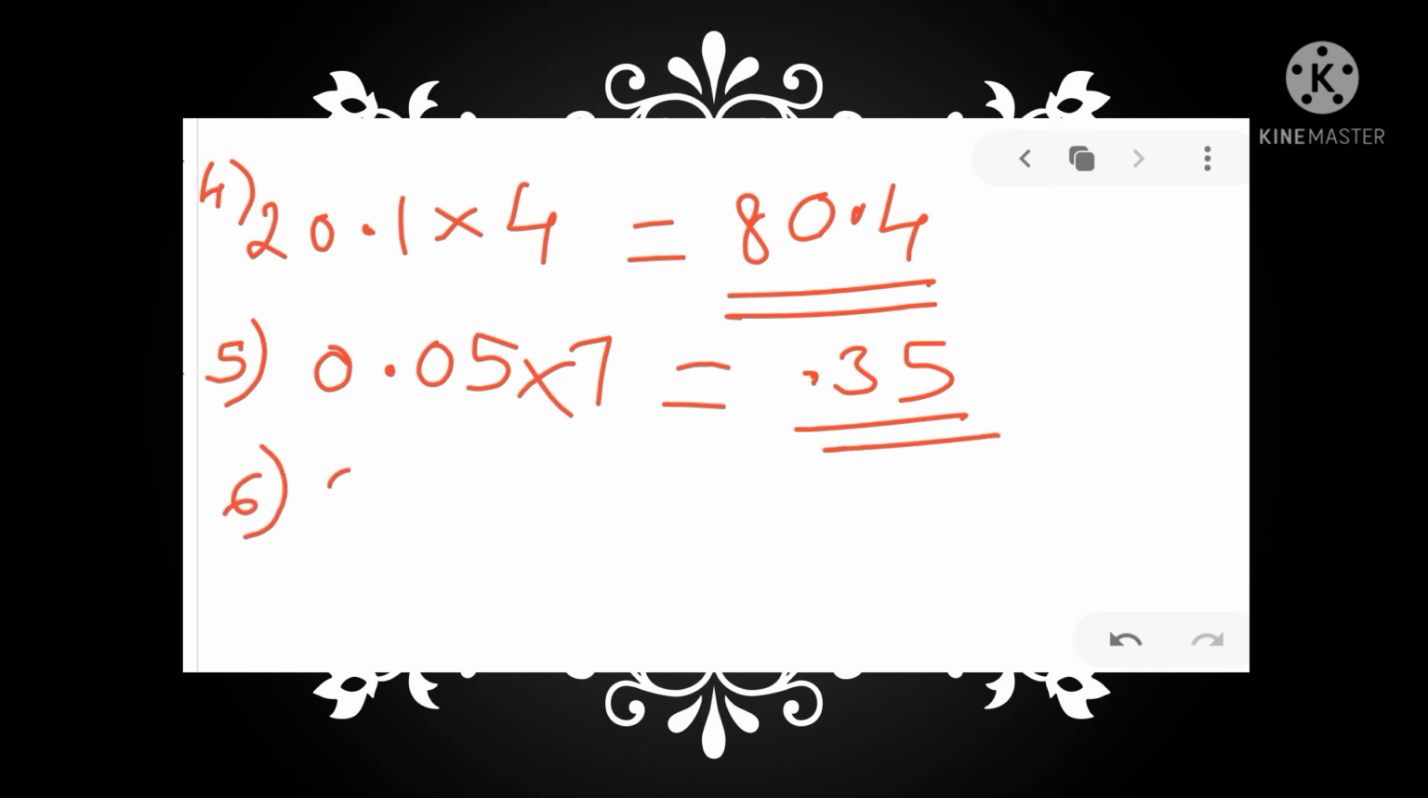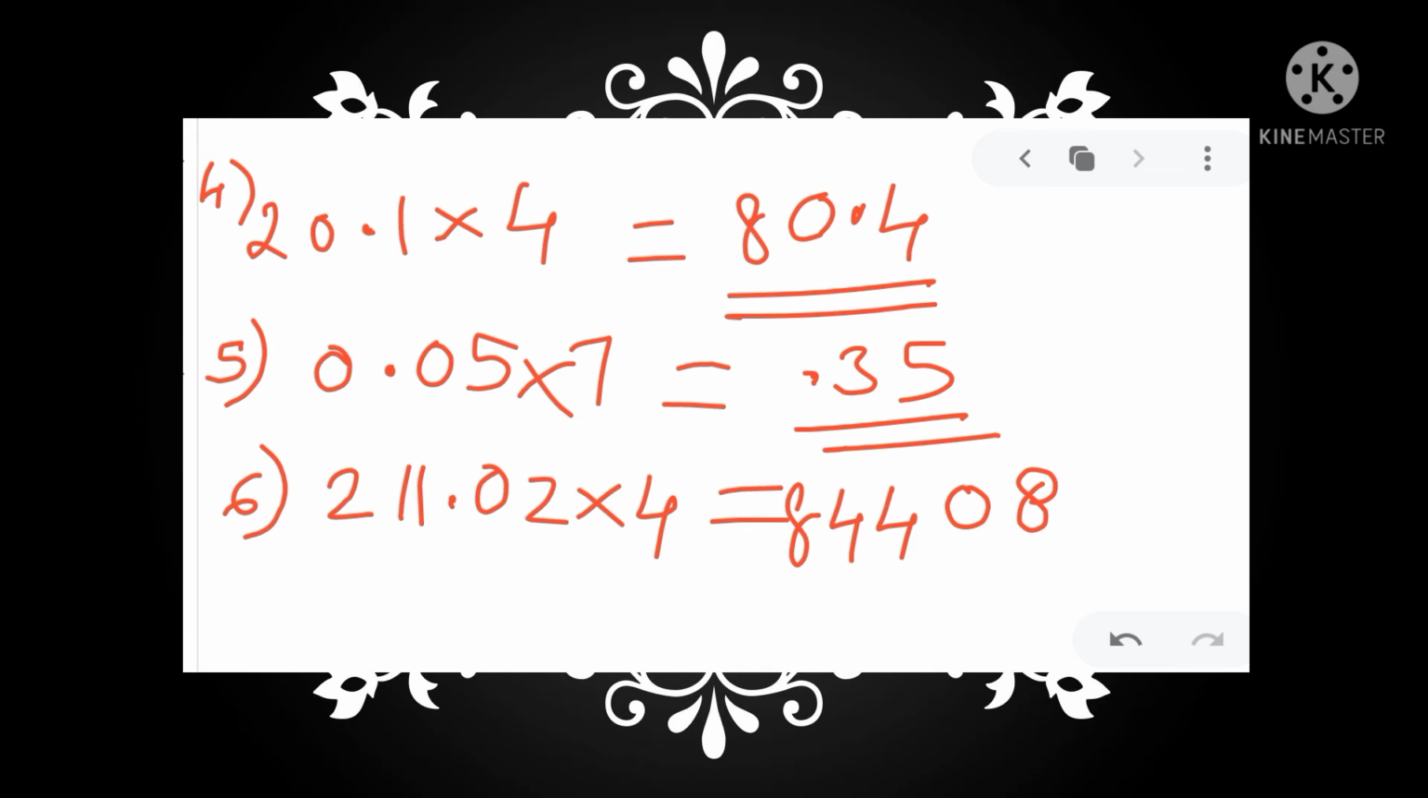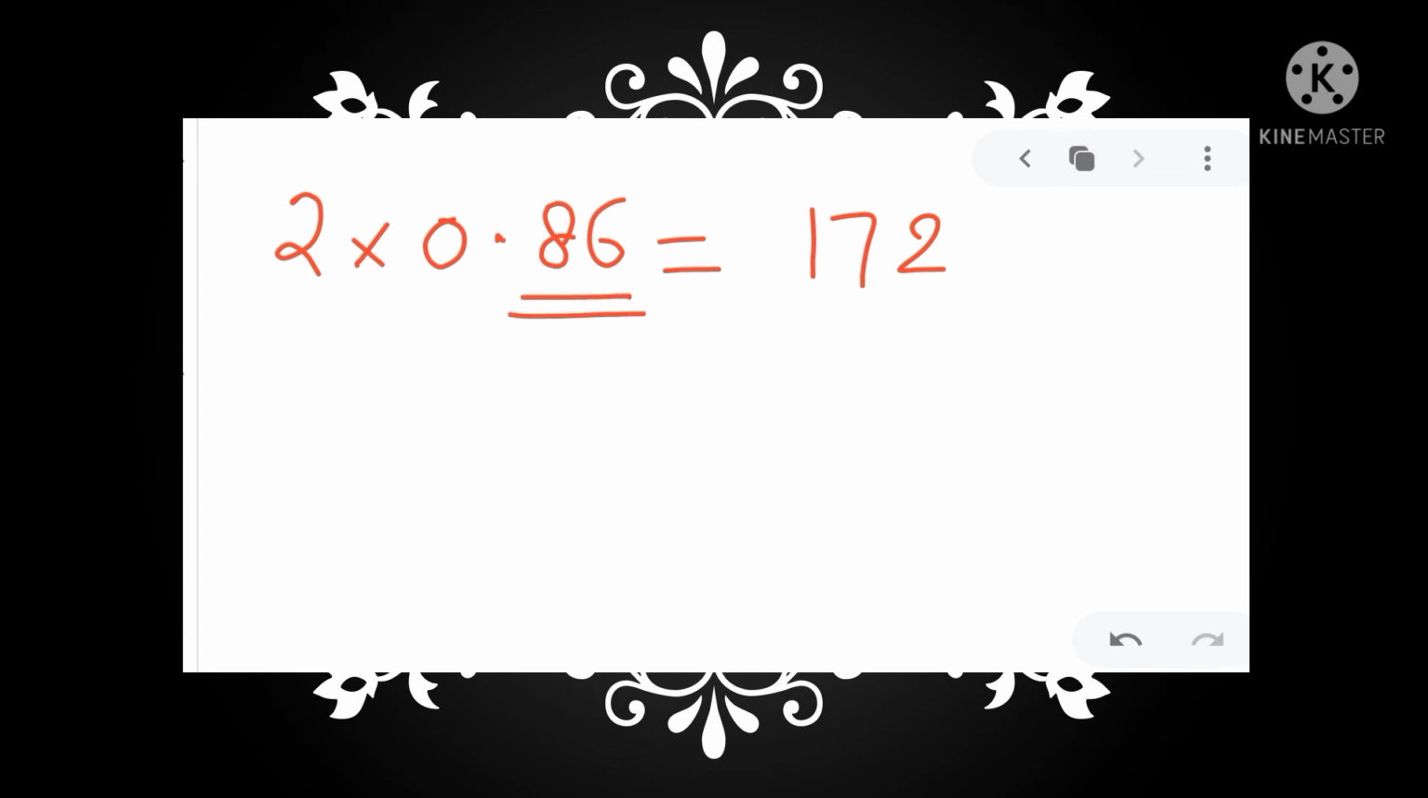Sixth one, 211.02 into 4. Multiplied with the 4, 4 2s are 8, 0, 4 4s are 16... the product is 84408. But the question contains 2 decimal places, so the answer is 844.08. Then another one, 2 into 0.86. It is 172, but this contains 2 decimal places, so the answer is 1.72.